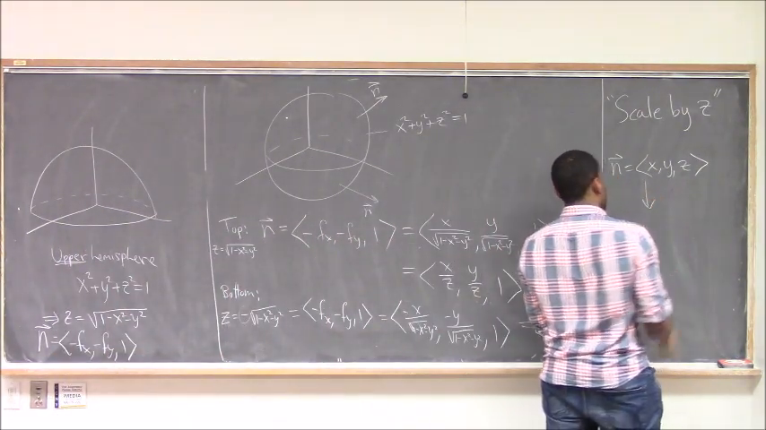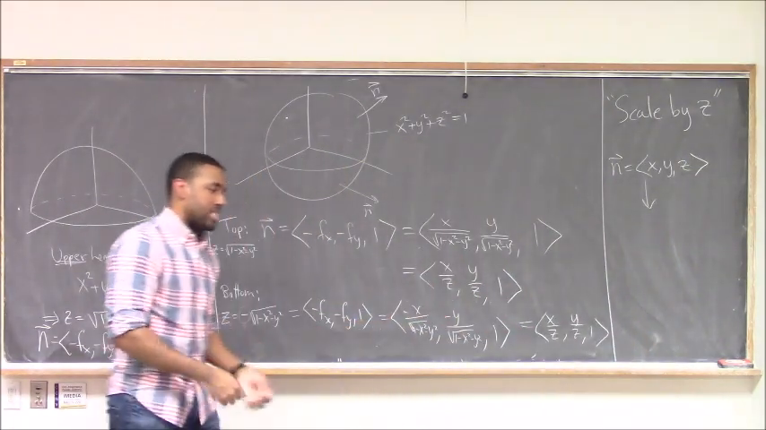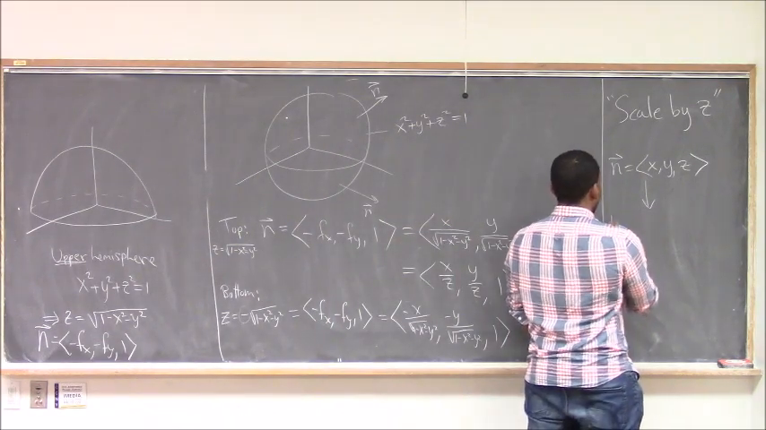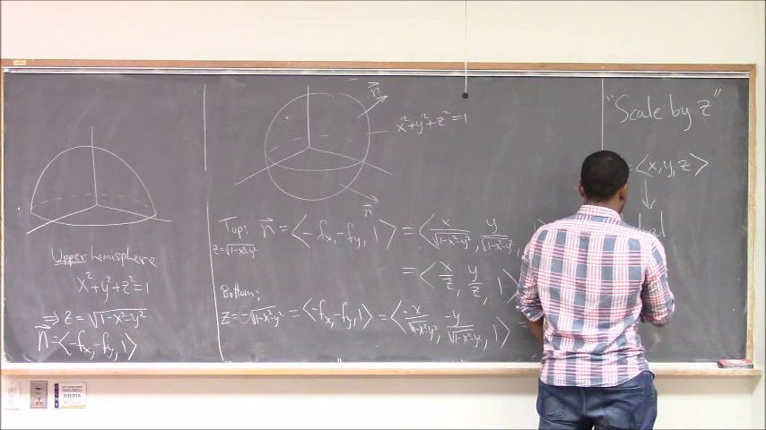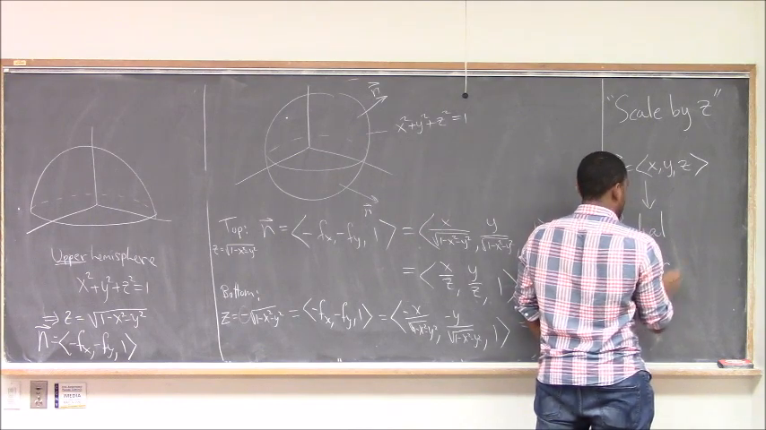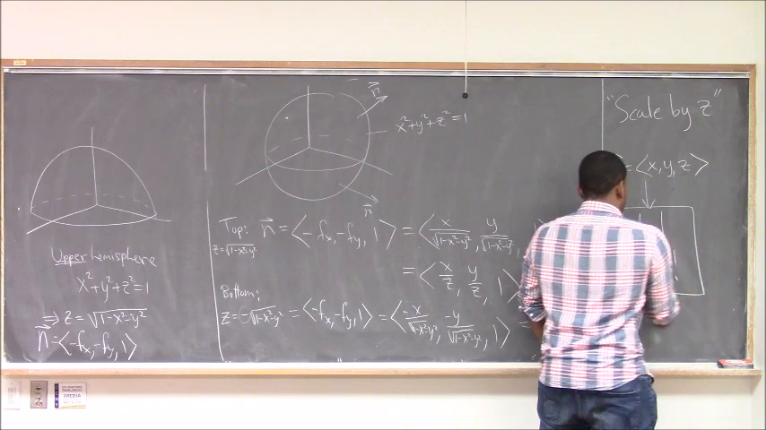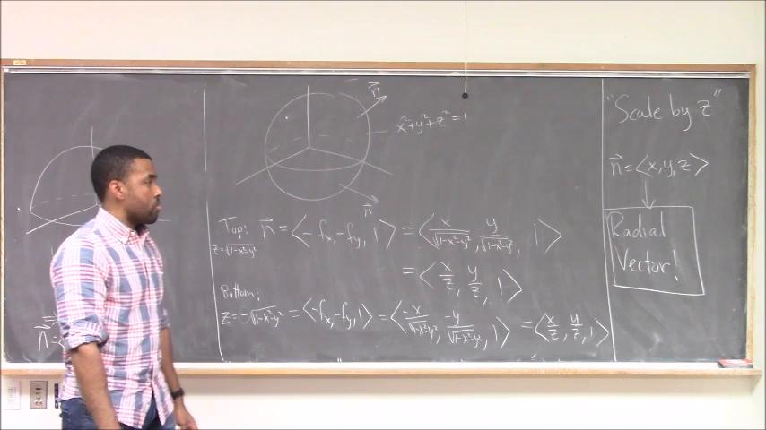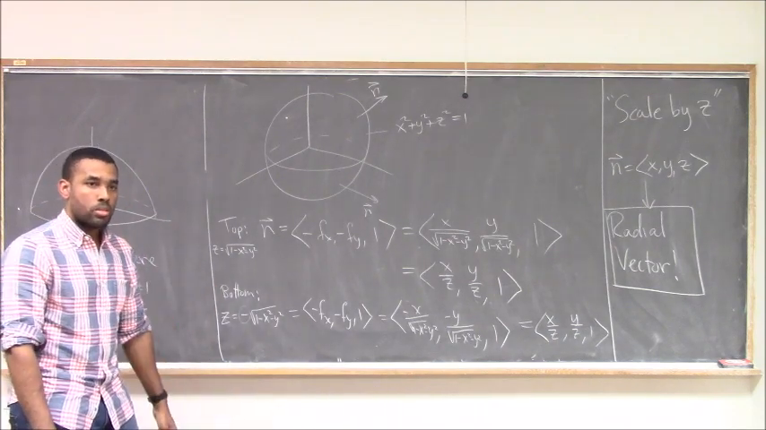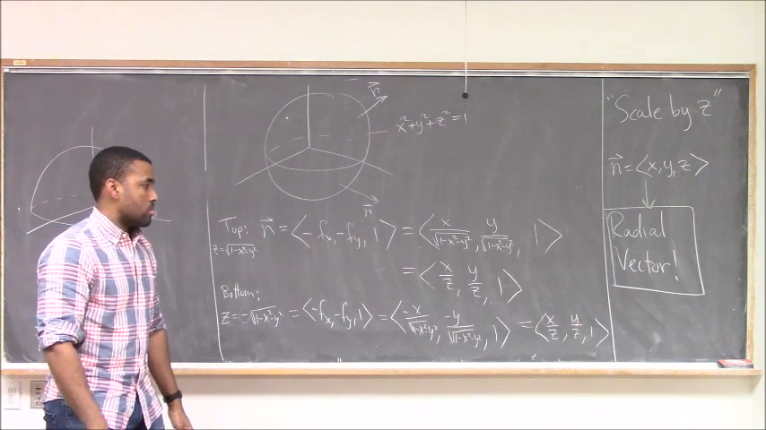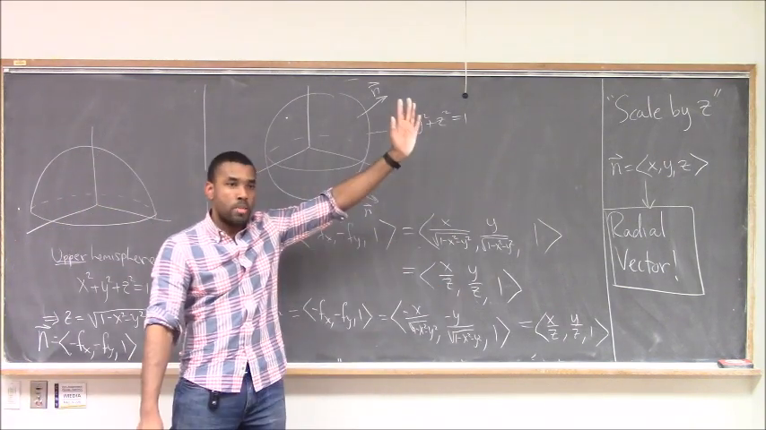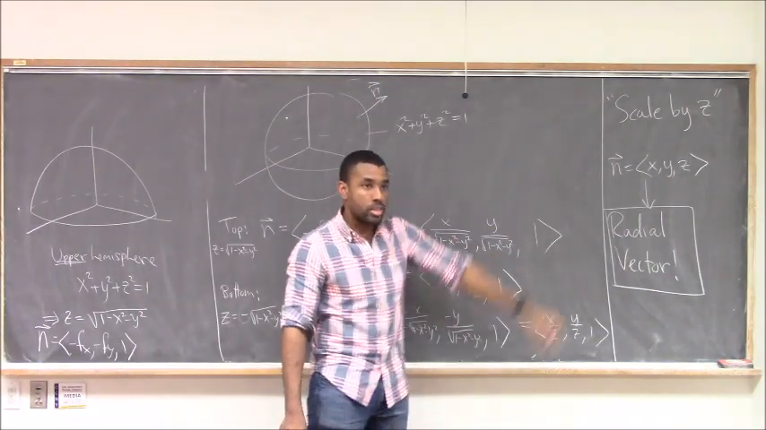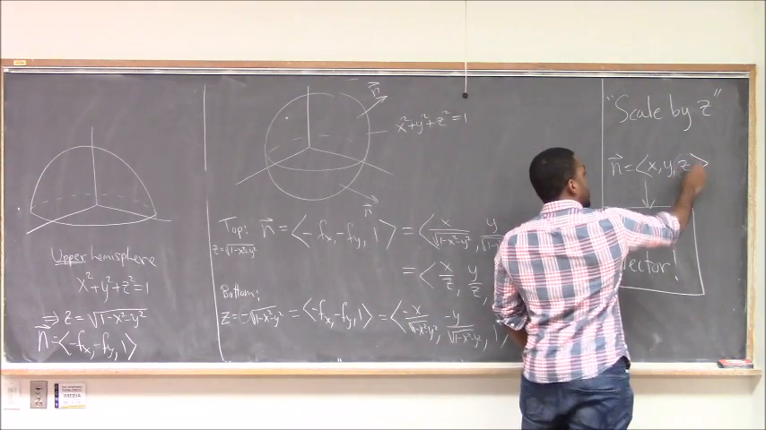It's because the sphere behaves very nicely, the radius is proportional. We'll talk about that later, but this is called the radial vector. Professor, what do you mean by scale by z? Scale means you multiply a vector by something. I divided by z here, so I just multiply by z to clear the denominator. If I multiply this by z, I get that, and if I multiply this by z, I get that. And this has the sign change built into it.